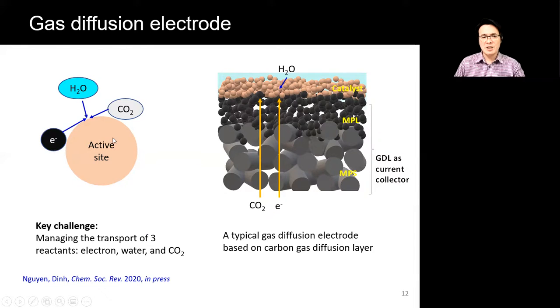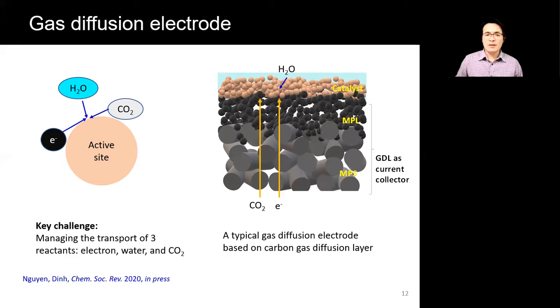The traditional way to achieve this goal is to have a carbon-based gas diffusion layer and then a catalyst layer on top of it. In this structure, the electron goes through the carbon network, while the CO2 diffuses through the porous structure. It's because of the porous carbon here, and because it is hydrophobic, that the water cannot penetrate in. It can only reach the surface of the catalyst without penetrating deep into the gas diffusion layer. So that is the typical way of making the gas diffusion electrode for CO2 reduction.